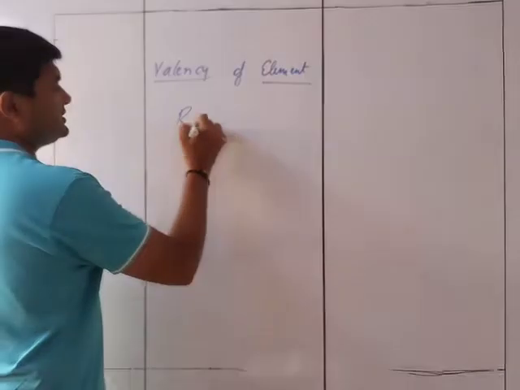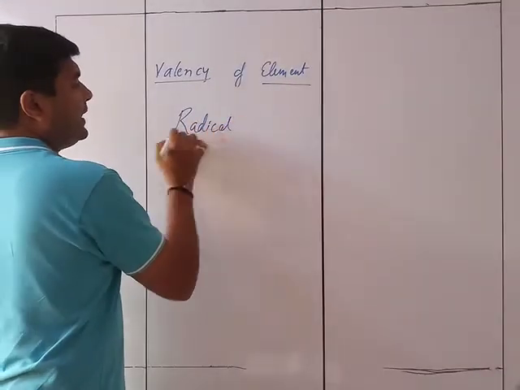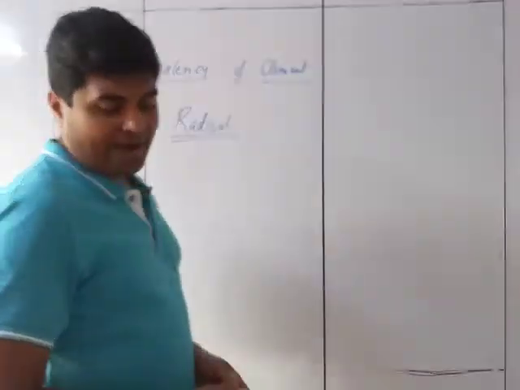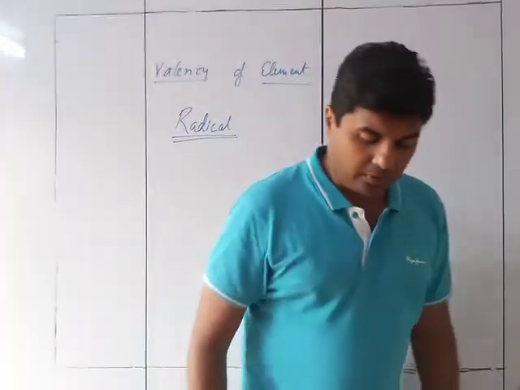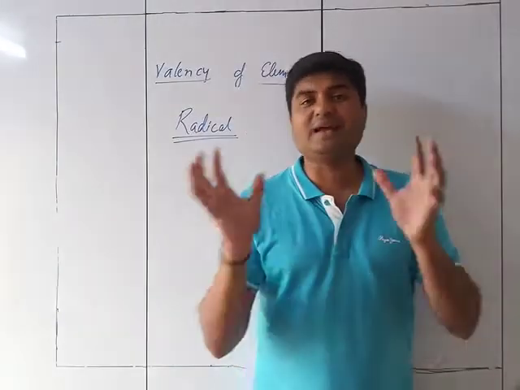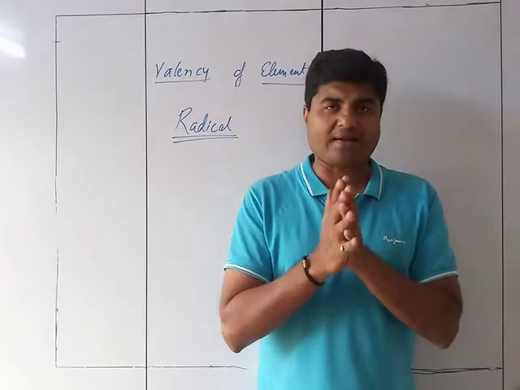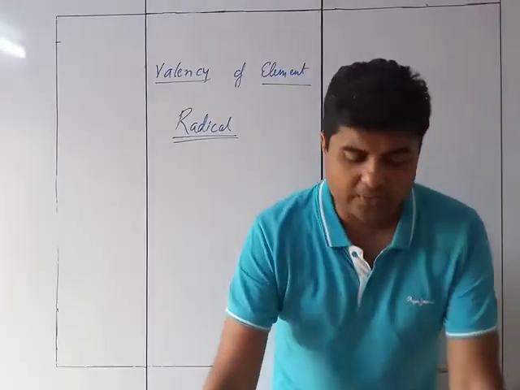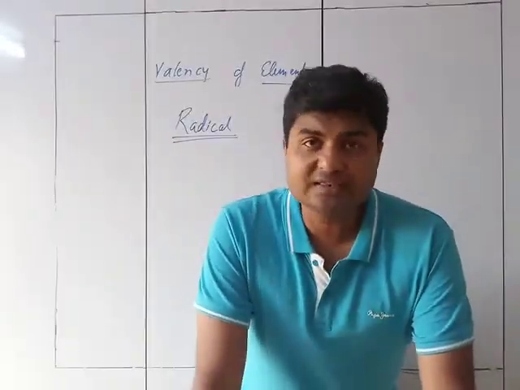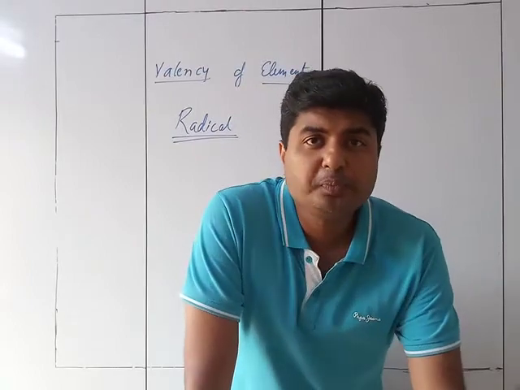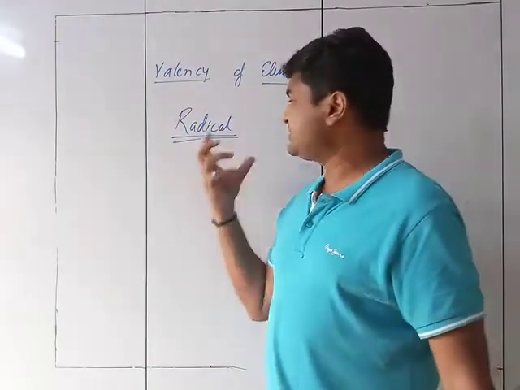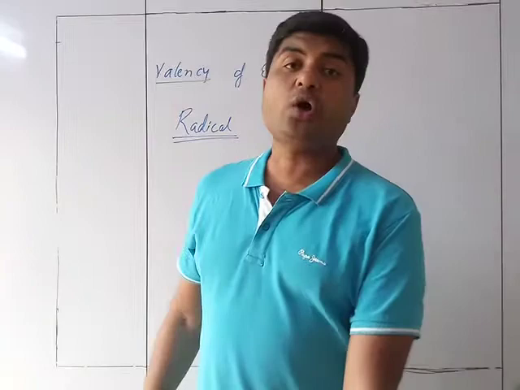So radicals are a group of atoms that behave like a single unit. They are a group of atoms which behave like a single unit and show a valency. So when a group of atoms behaves as a single unit and has a single valency of its own, we call it a radical.